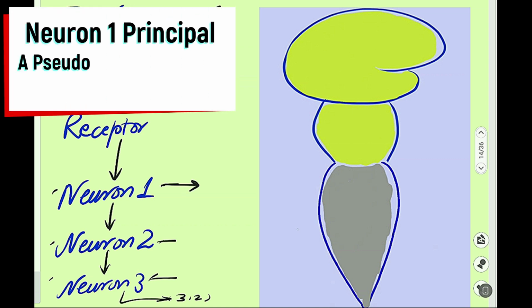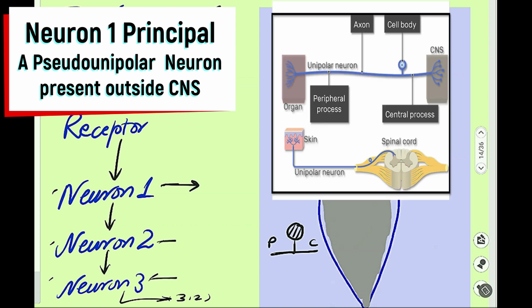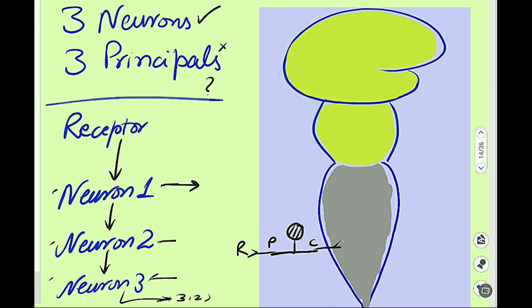So what is the principle of neuron 1? The principle is that it will always be a pseudounipolar neuron and it will be present outside the central nervous system, or outside the spinal cord. It will have a peripheral fiber and a central fiber. The peripheral fiber will be connected with the receptor and the central fiber will get entry into the spinal cord. Here the job of the central fiber is to find neuron 2.